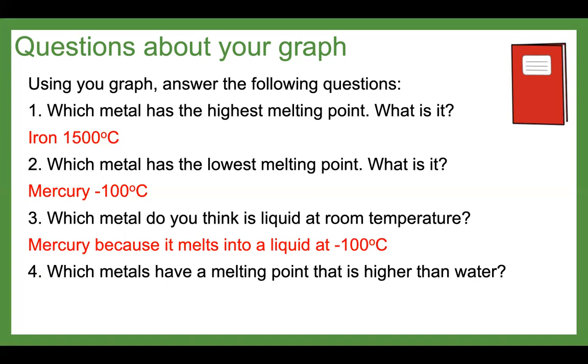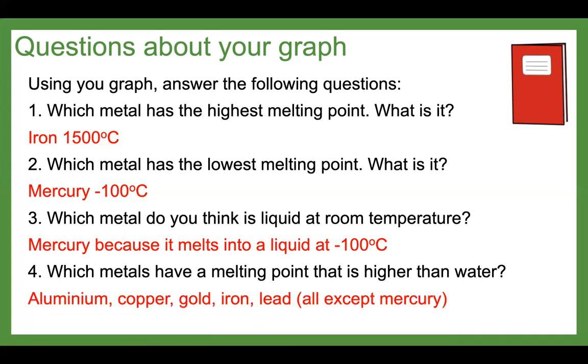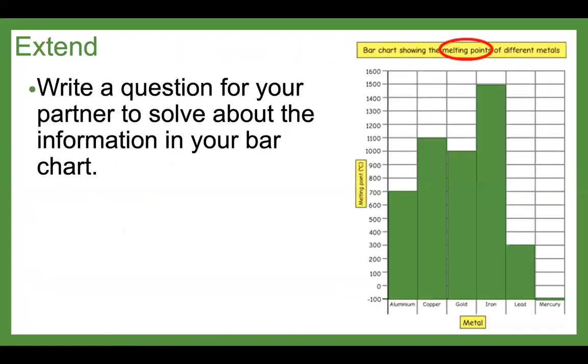Which metals have a melting point that is higher than water? And the answer is aluminium, copper, gold, iron, and lead. All metals apart from mercury. So let's see if you can extend your learning now. Write a question for your partner or somebody at home to solve about the information in your bar chart.